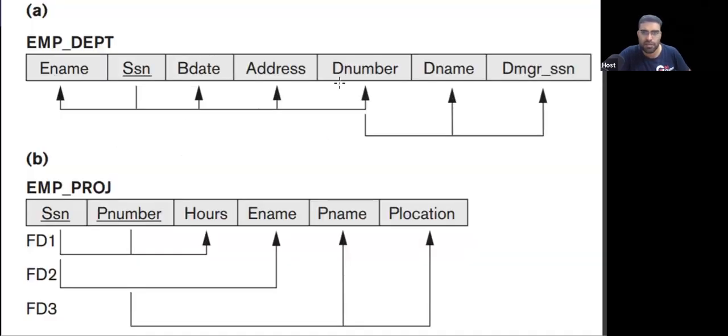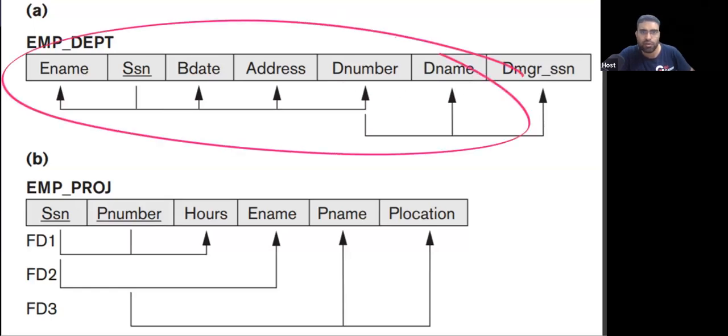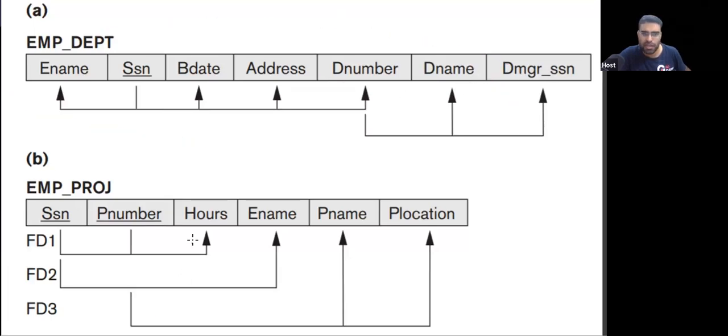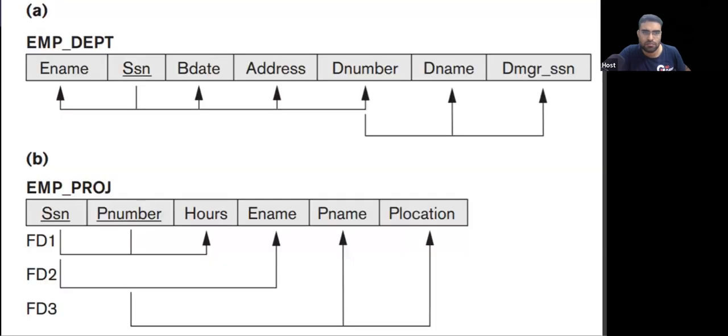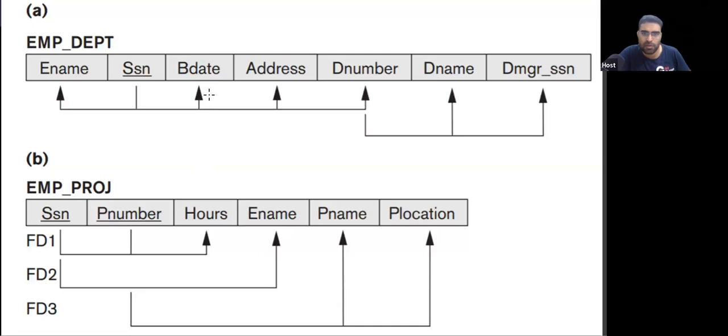For example, let's see this. If this diagram is given to you, then what are the functional dependencies? Functional dependencies in part A. For example, look at this. See, this is without arrow, right? Yes or no? This is without arrow, and these are arrow, arrow, arrow, arrow.